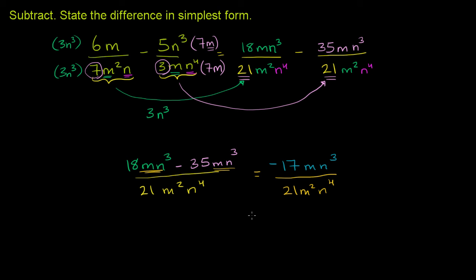And let's see if we can simplify this further. 17 is prime, so you can't simplify that with 21. Both the numerator and the denominator are divisible by m, so let's divide them both by m. This becomes a 1, and this becomes just an m. Both are divisible by n to the third power. If you divide the numerator by n to the third, that becomes a 1, and if you divide the denominator by n to the third, this becomes an n. So we are left with, in simplest form, negative 17 over 21mn. And we are done.